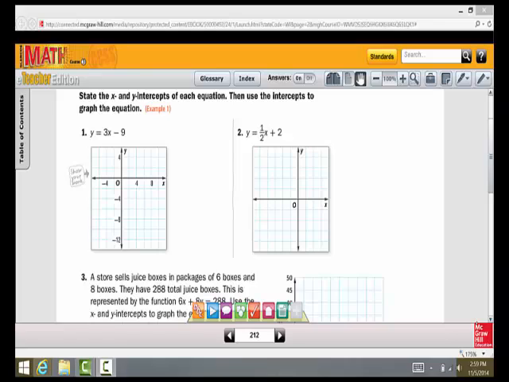Okay, here are your solutions to the guided practice for section 3-5. In our first problem, we're being asked to state the x and the y intercepts and then use those intercepts to graph the equation. So the y-intercept is easy.